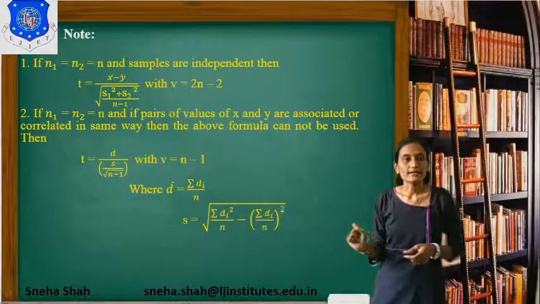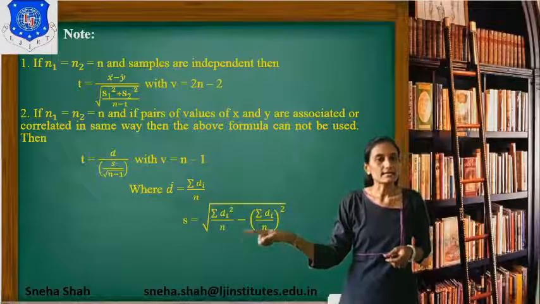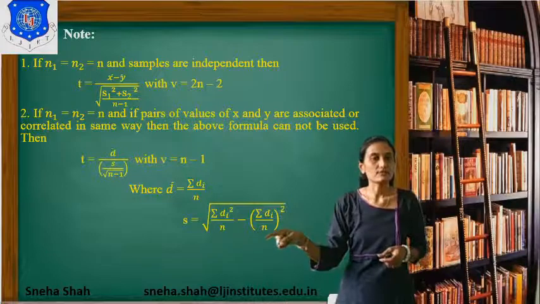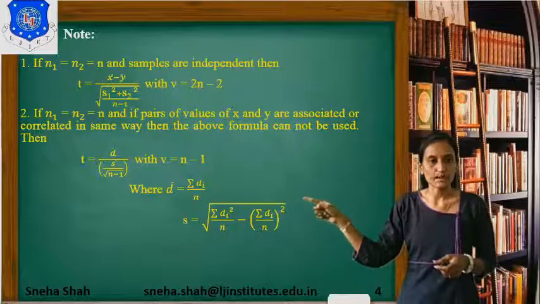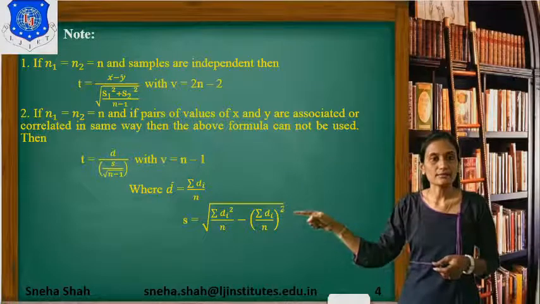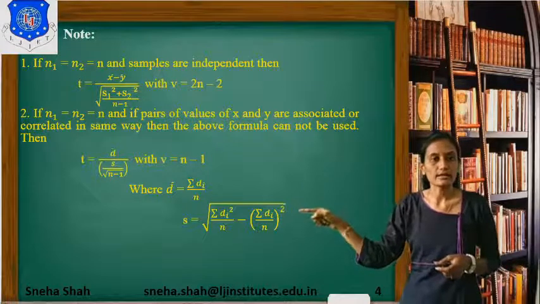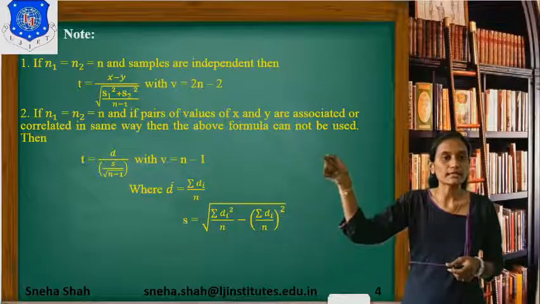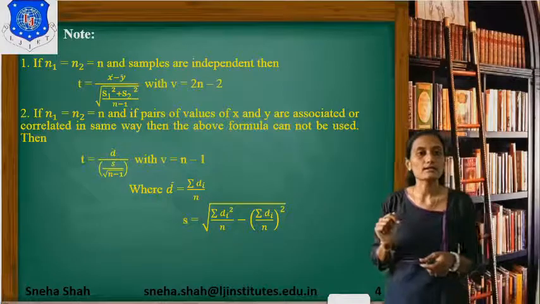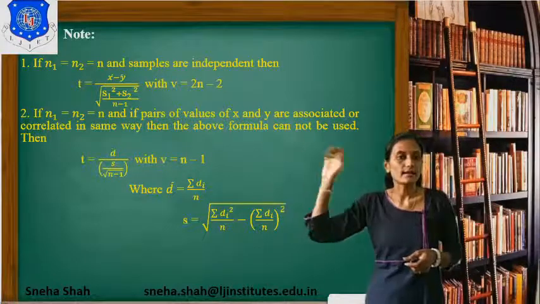And if we are finding the standard deviation s in this equation, what will be its value? Its value equals the square root of summation di square upon n minus, summation di upon n, whole square. So by using this equation we can find out the value of s. If we put this value in the equation of t, then we can find out the value of t.